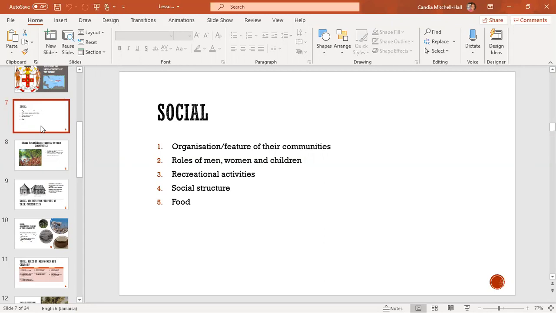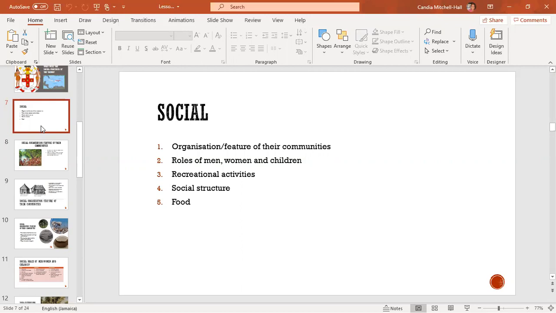Organization or feature of their communities. So that is one aspect of their social life that we're going to look at. How did their communities organize? What are the features? How did the housing look in the communities? What were the roles of the men, the women and the children? This is what we call gender roles. Or what they look like. Or how they dressed. You are very correct.